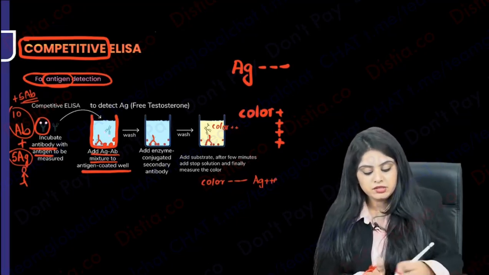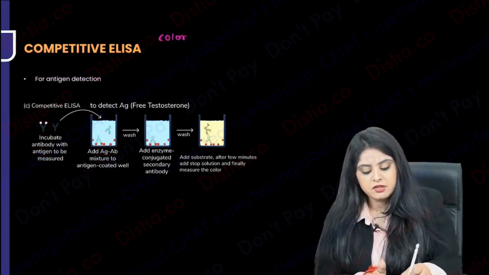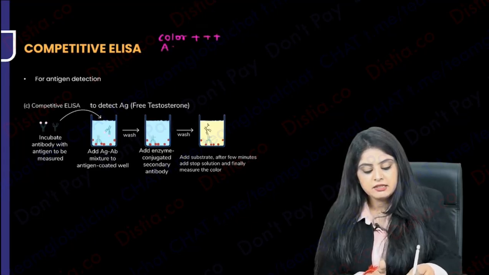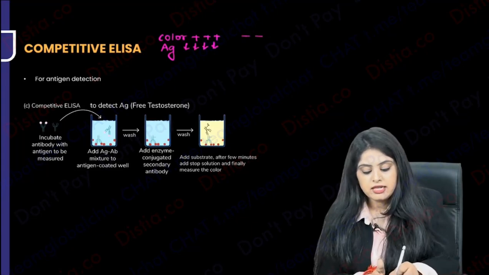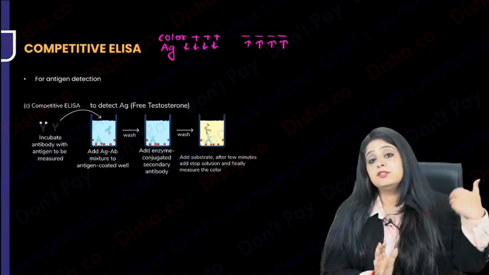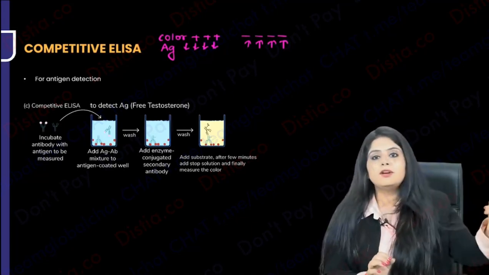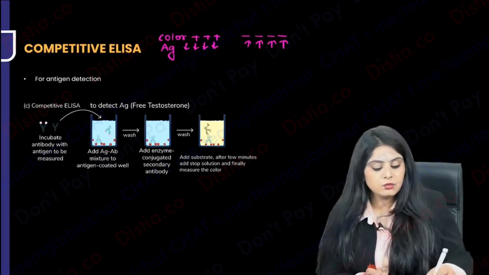So simple, this works in an inverse relation, and the inverse relation is that if you are getting a lot of color in the end, this means the concentration of the antigen was low. And if you are not getting color in the end, this means the concentration of the antigen is high. So simple, if you are not studying in class, this means you have done your padhai outside. And if you are studying too much in class, this means you have not done your padhai outside. Okay, that is what a competition is.